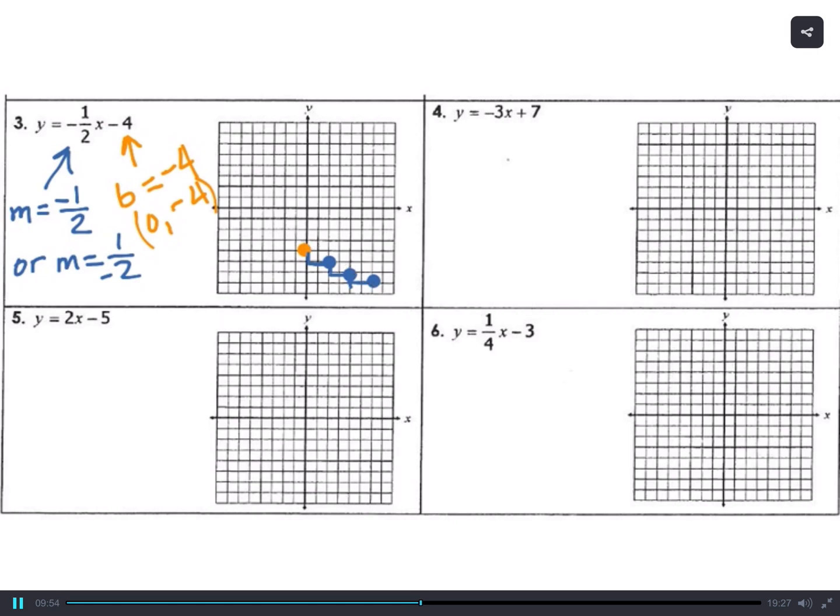Oops, let me try that again. Now I can connect my points with a nice straight line. So much fun. Perfect.